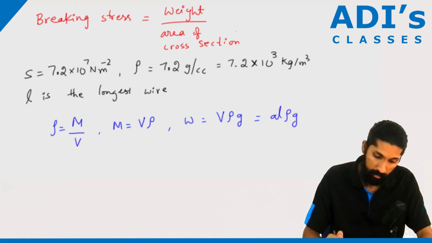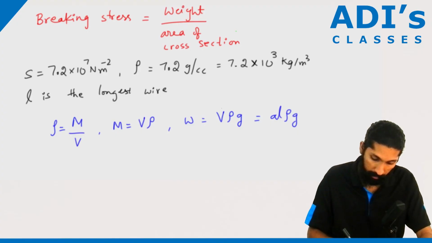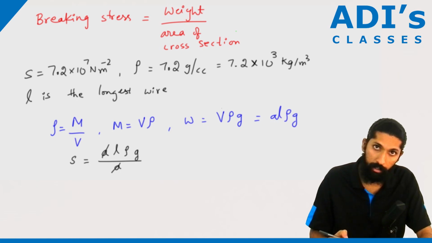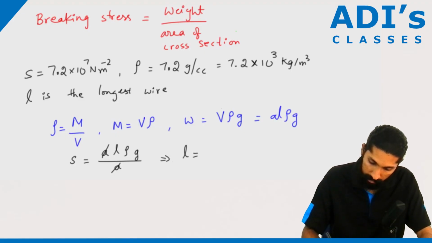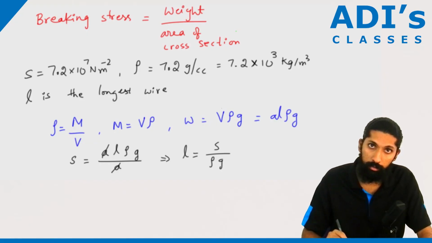Now if you apply this over the breaking stress formula, you have breaking stress S is equal to weight, which is A L rho G divided by A, A being the area of cross section. A and A cancel. Now L is what is required for you. Make L the subject of the formula. So you are going to get L is equal to S divided by rho into G. S you know, rho you know, G you know.